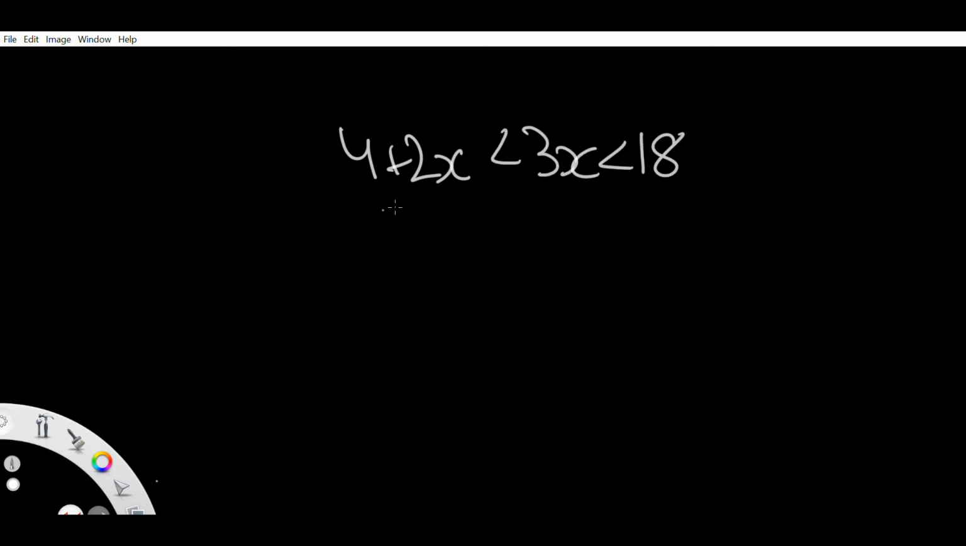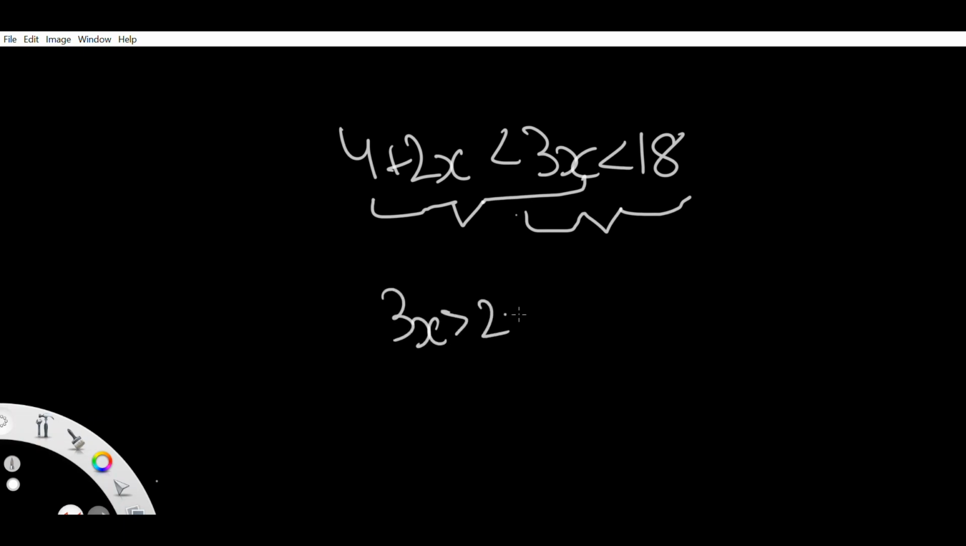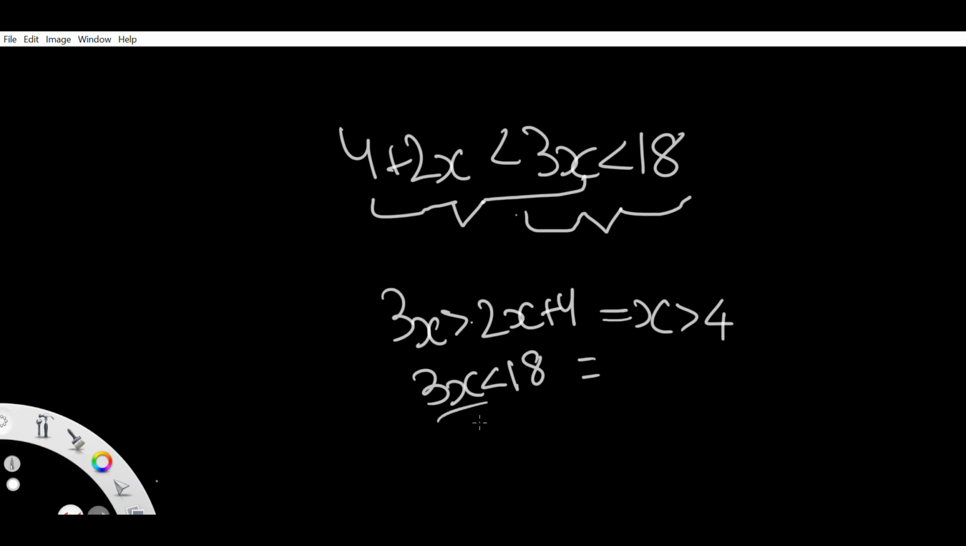So we also have another one, 4 plus 2x is less than 3x, which is less than 18. So this is a compound inequality. So as we did before, we need to separate it into two different inequalities. So 3x greater than 2x plus 4 and 3x less than 18. So we would first have to subtract 2x from both sides to get 3x minus 2x, which is x is greater than 4. And similarly for this one, divide both sides by 3 to get x is less than 6.